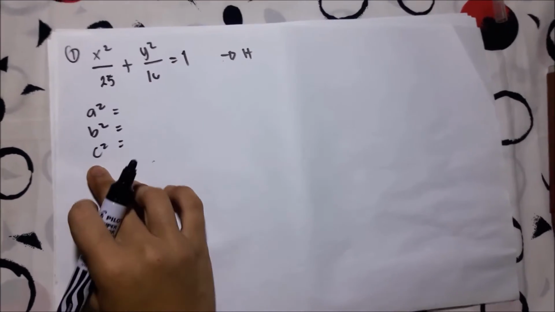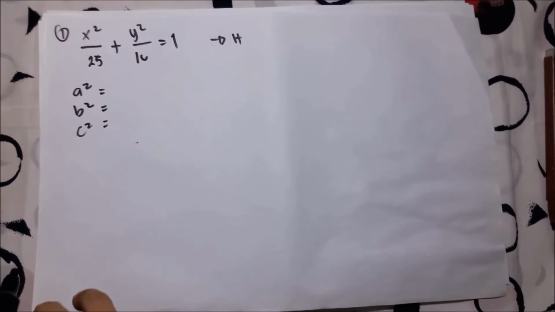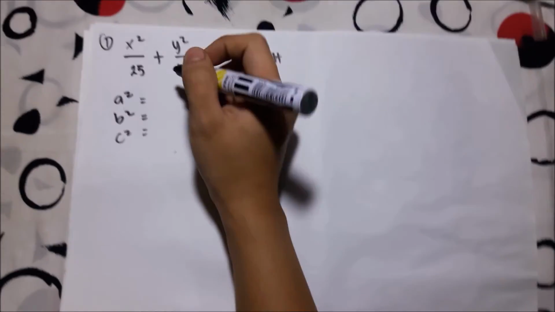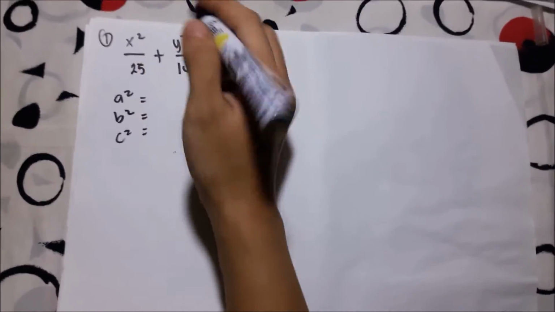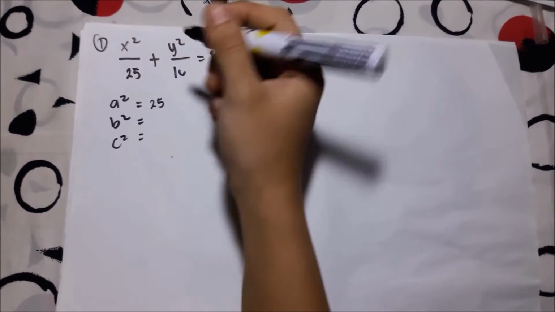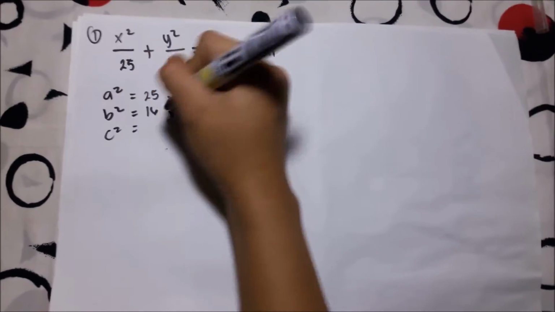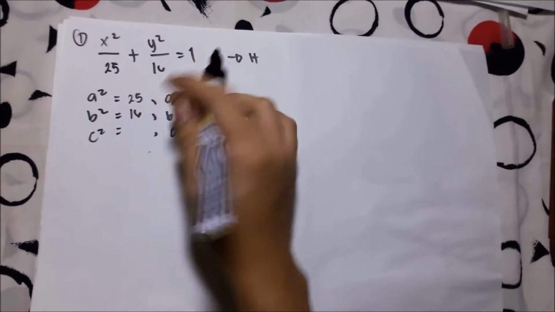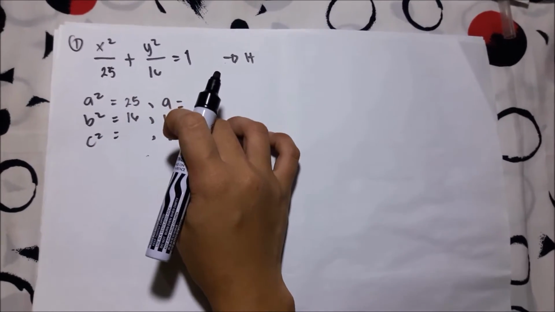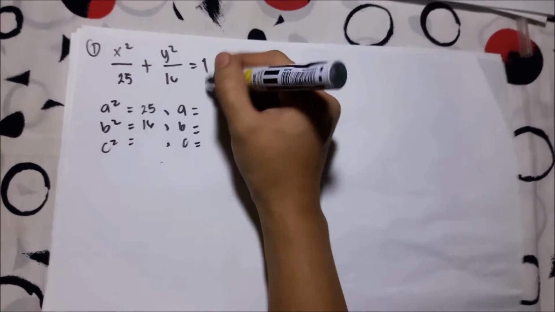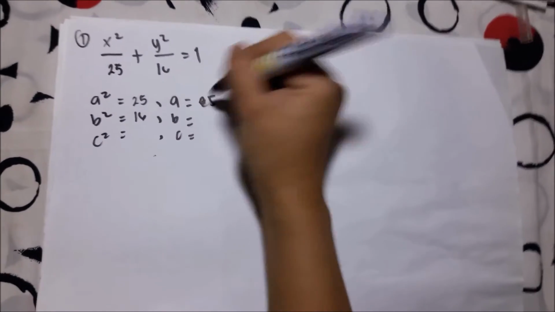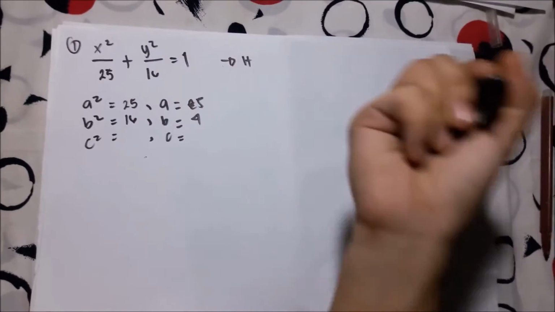So let's just set aside the c squared because later I'm going to give you the formula of c. So a squared and b squared are already given. So your a squared is 25 and your b squared is 16. So for you to get the value of a and b, you just need to take the square root. Square root of 25 is 5. Square root of 16 is 4.